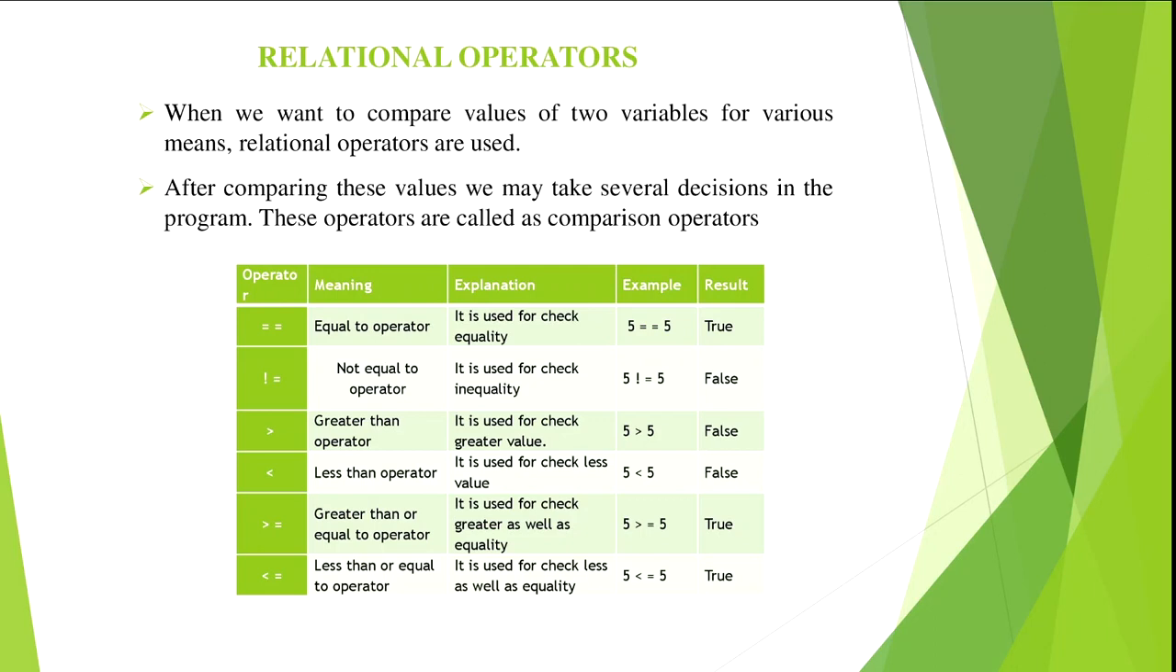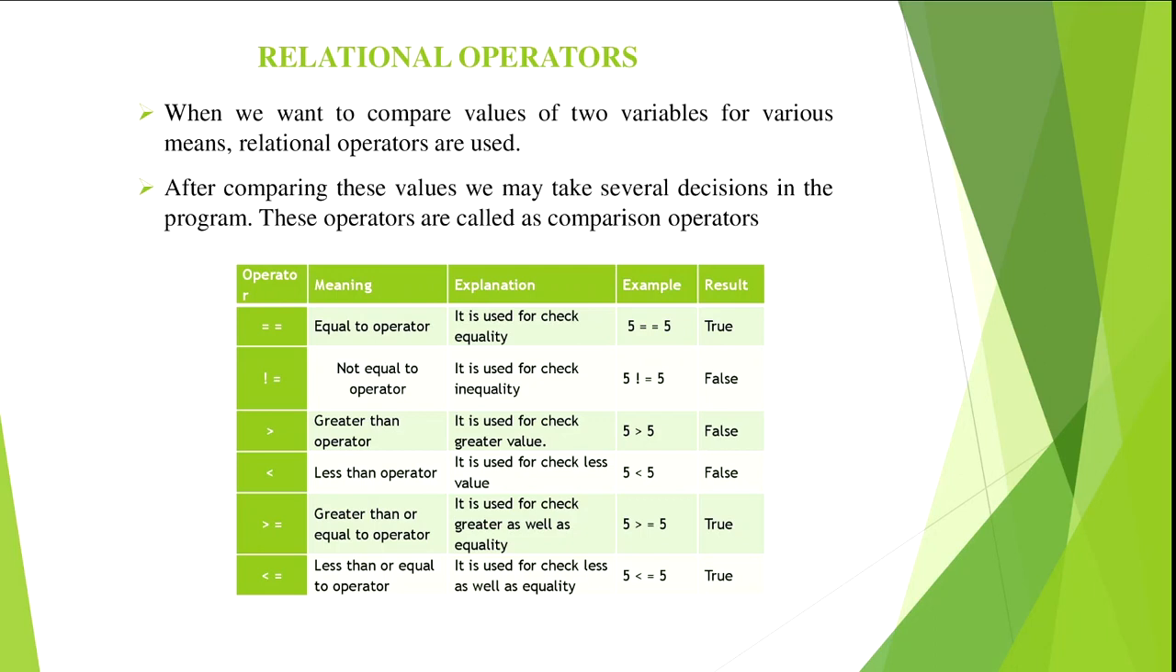The next category is the relational operator. In some situations, we compare the values of two or more variables. In such a situation, we use the relational operators. After comparing these values, we may take several decisions in the program. That's why it is also called the comparison operator. A total of 6 comparison operators are available.